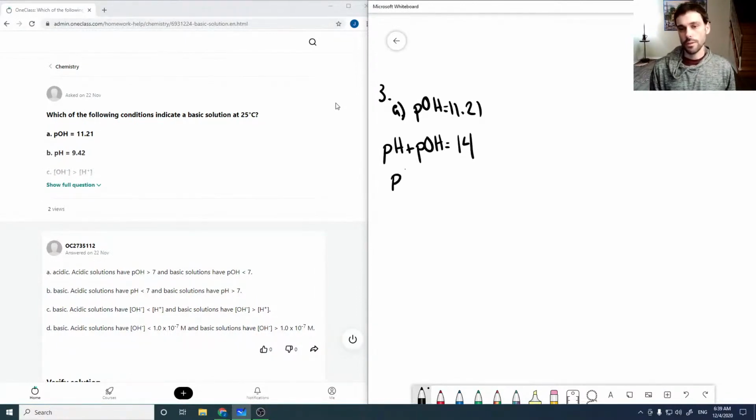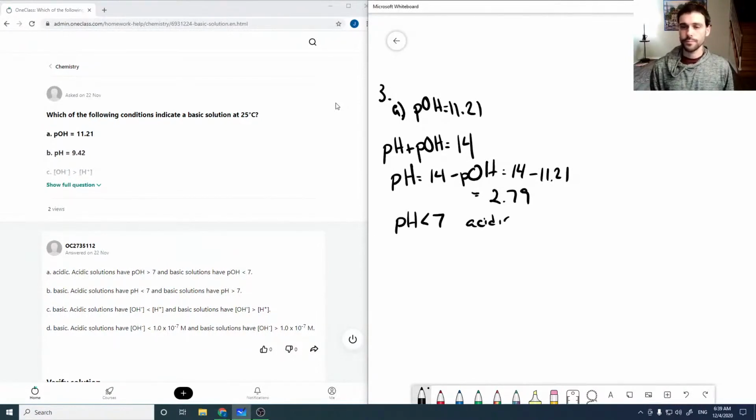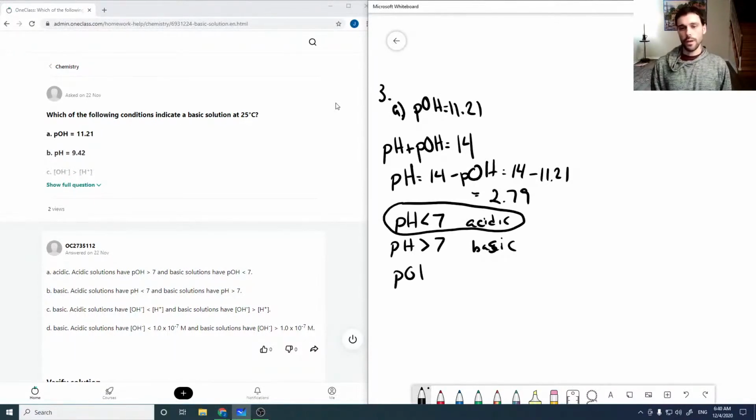So pH is equal to 14 minus pOH, which is 14 minus 11.21, which is 2.79. And if you remember, a pH less than 7 is acidic, or a pH greater than 7 is basic. So this is less than 7, so our solution would be acidic. Obviously, we could also use the pOH scale and say that a pOH less than 7 is basic, and a pOH greater than 7 is acidic, which is what we had originally.